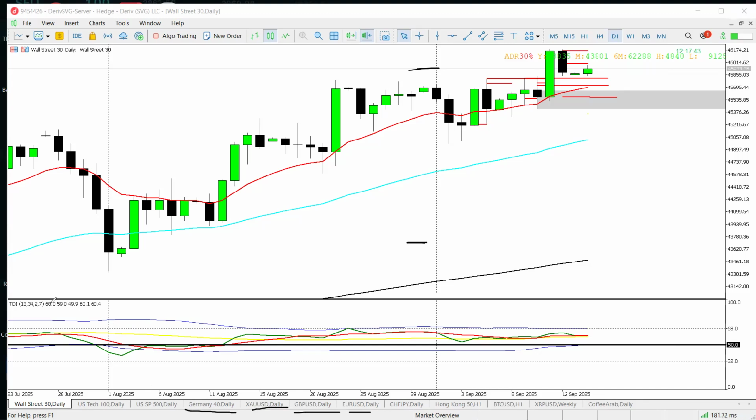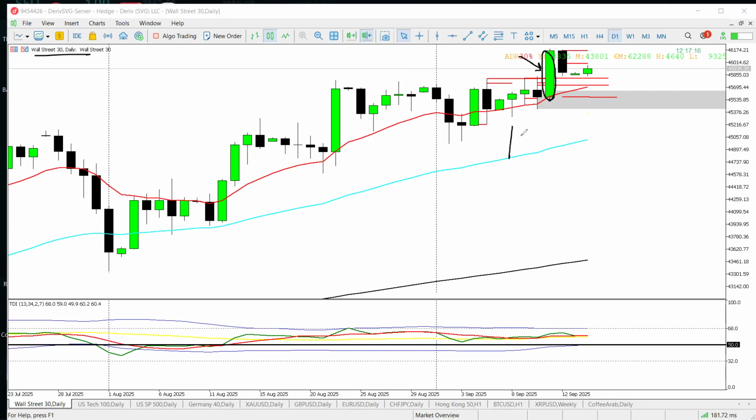So without wasting much time, we're going to start off with US 30, and all charts we are starting on the daily just to get a feel of the bias or the trend for the month of September. So for US 30 on the daily, we haven't had much of a move except, I think this was Wednesday last week, whereby we had this huge candle expanding.